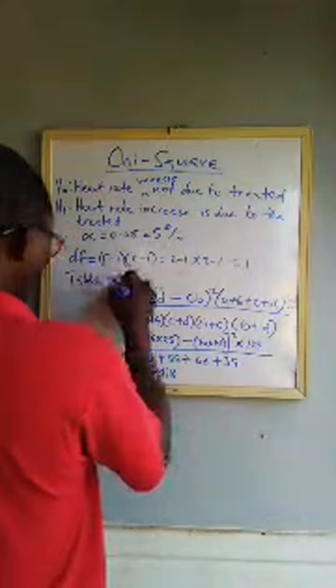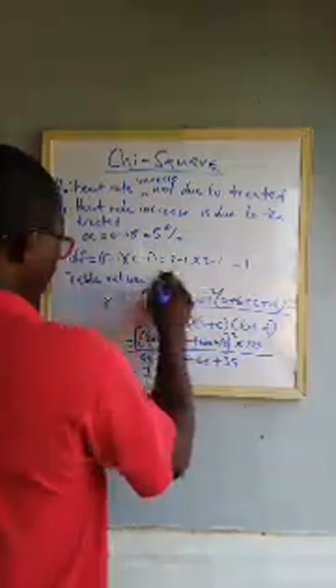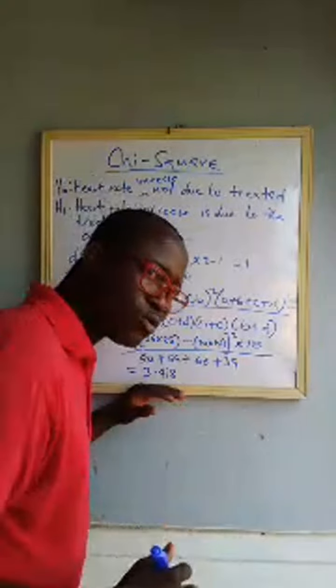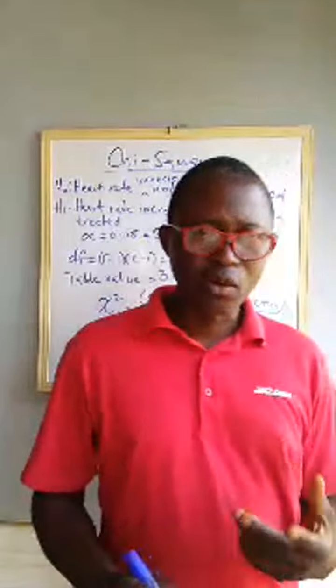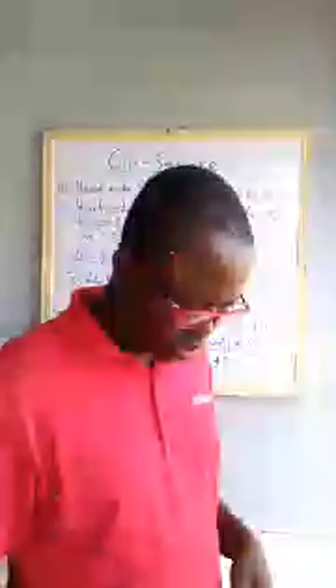Chi-square table value about 3.84 something, which is higher than what we have calculated. So for that reason, we want to make a conclusion.